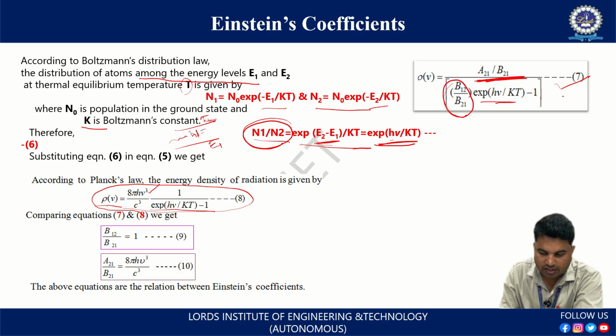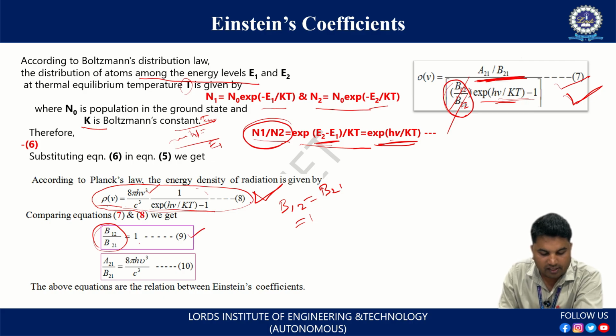Now comparing equation 7 and equation 8, we can say that 1 by exponential h nu by KT minus 1 can be taken as constant or can get cancelled. And from the above equation, equating, B12 will be equal to B21. So as a result, if we substitute B12 by B12, this gets cancelled. We'll get the value as 1. So here we are saying B21 by B12 or B12 by B21 will be equal to 1. Call this equation 9.